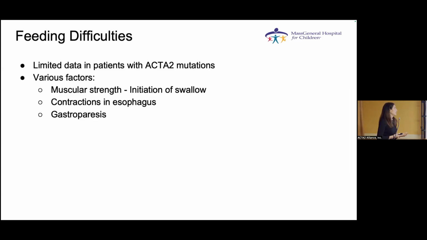One of them is just the muscular strength in general. We have smooth muscles throughout the GI tract. Are there areas that are being affected that we just don't know about? The actual act of initiation of a swallow is mostly skeletal muscles, but there could be smooth muscles within the sphincters, within the esophagus that are affected that will cause problems with what we call dysphagia, difficulty with just swallowing and getting stuck in the esophagus.